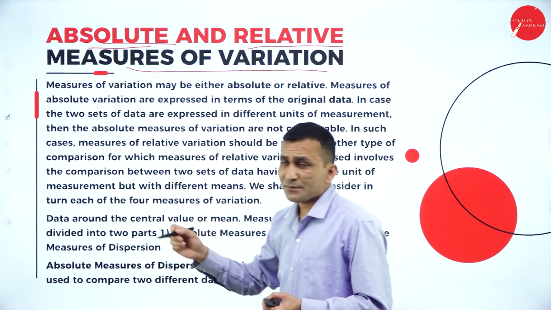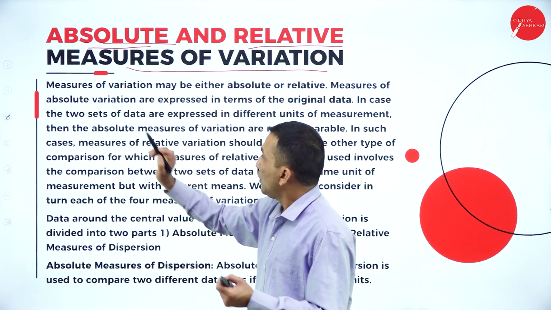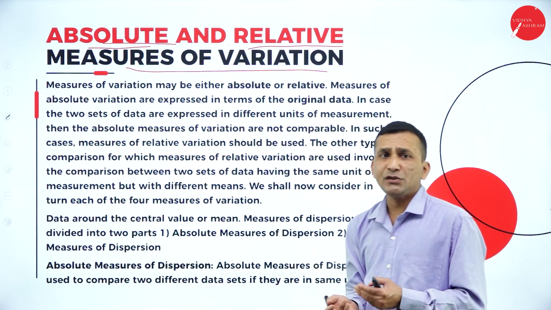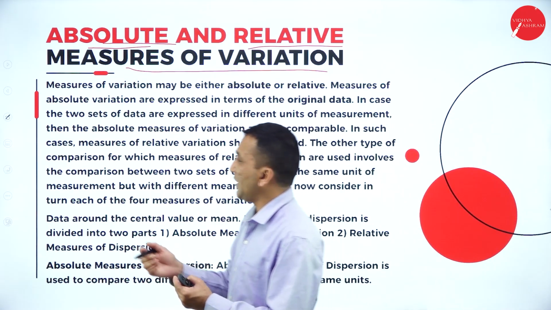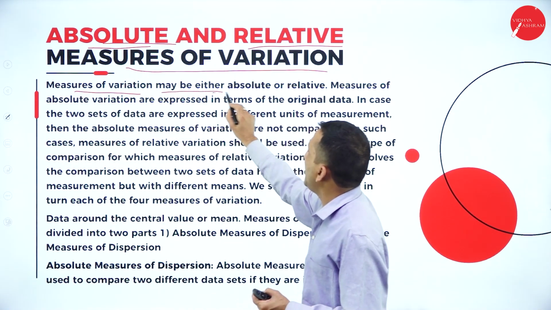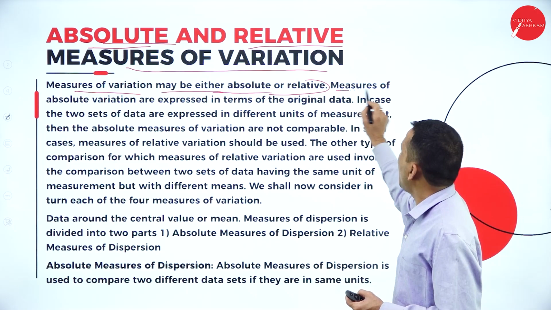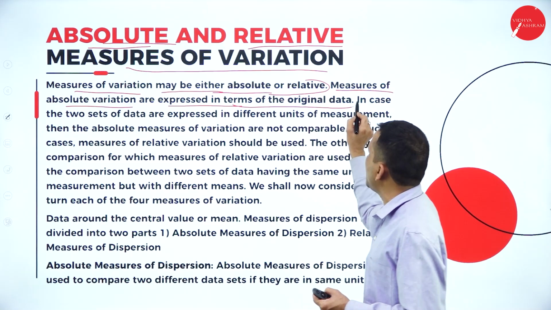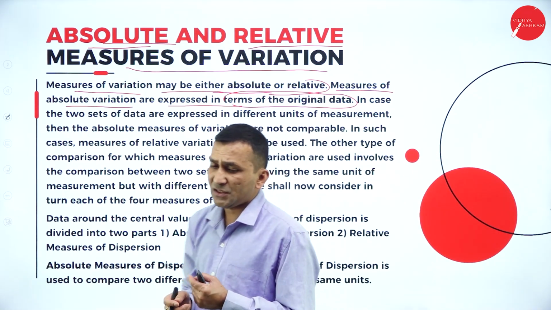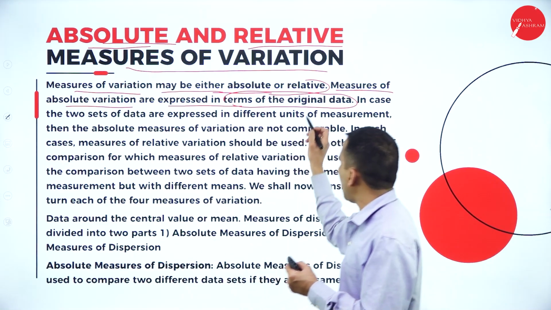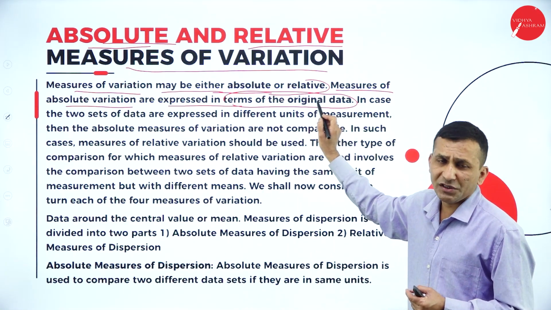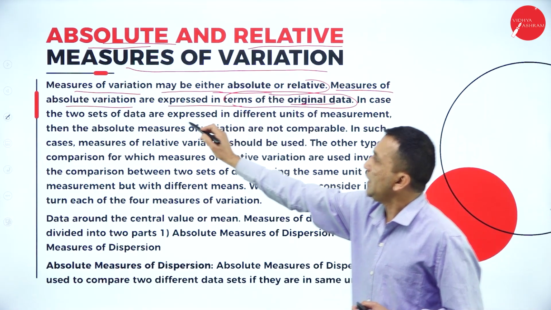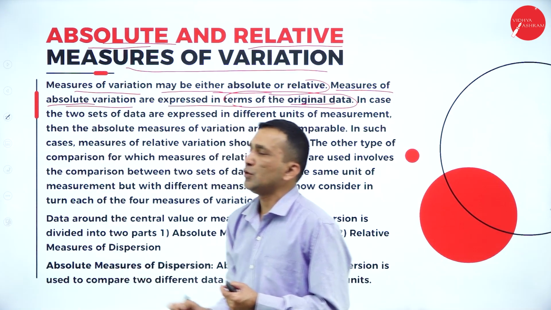the absolute and relative measure of variance or measure of dispersion. There are two types, one is absolute and the other is relative. So we will get an idea about what absolute means, and relative measure, and what the difference is. The measure of variance may be either absolute or relative. The measures of absolute variation are expressed in terms of the original data, whatever is given in the question. Same thing, on the basis of original data only we are able to calculate absolute variation.